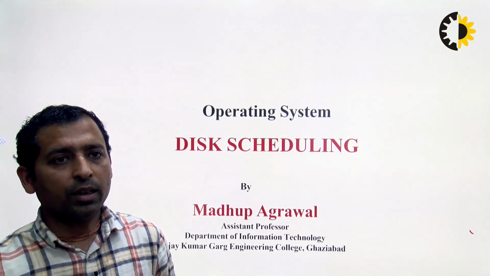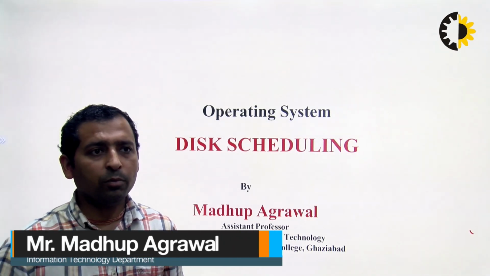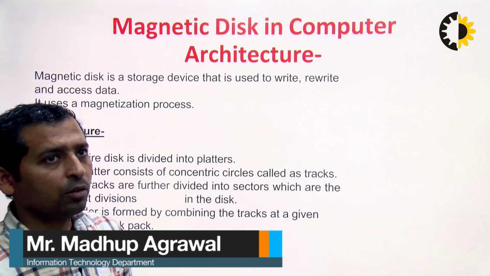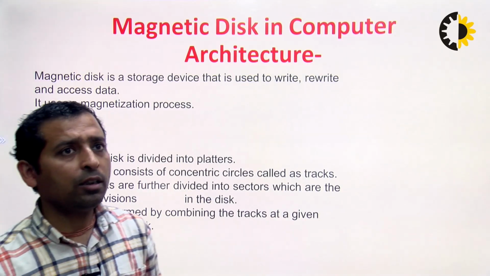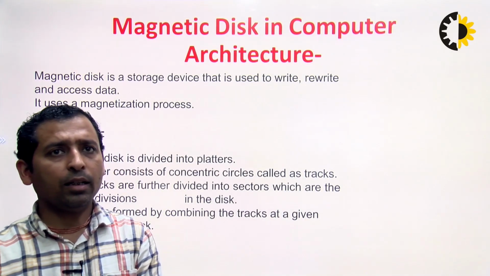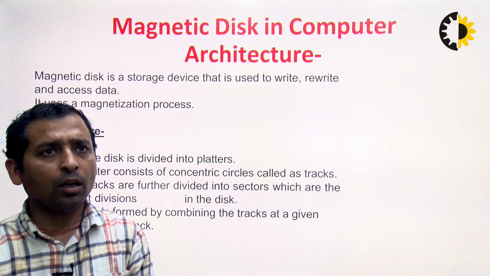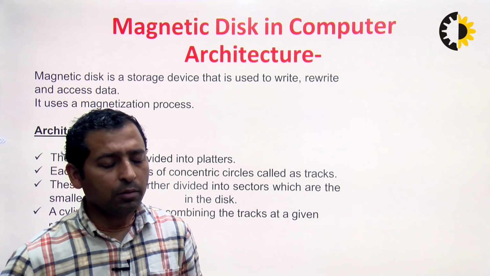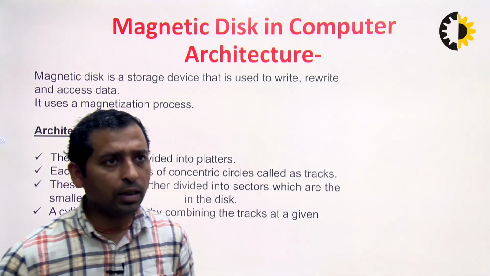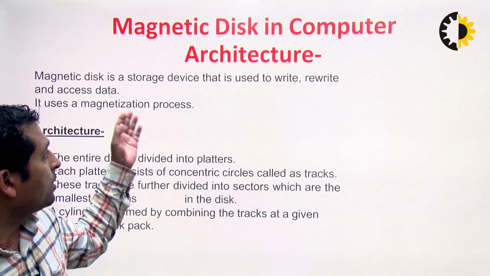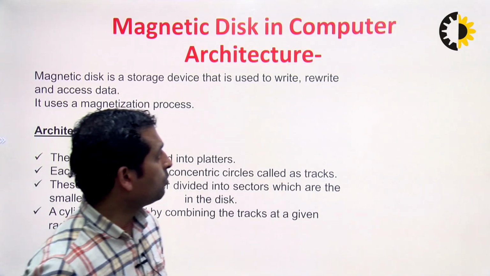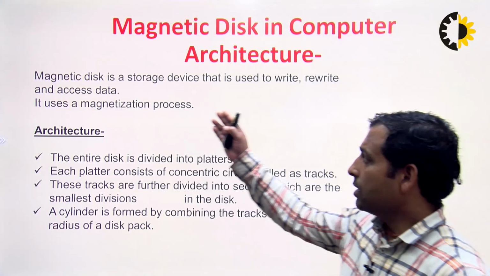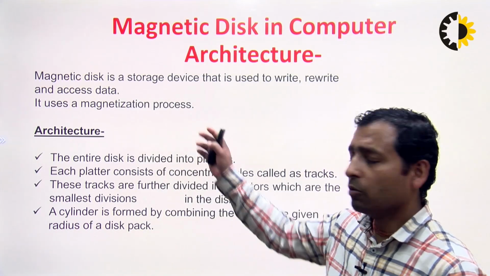Today our topic is disk scheduling, which is very important for the operating system concept. First, we will know the meaning of a magnetic disk in computer architecture. As we know, different data are stored in a permanent manner. So, a magnetic disk is a storage device that is used to write, rewrite and access data. It uses a magnetized process.